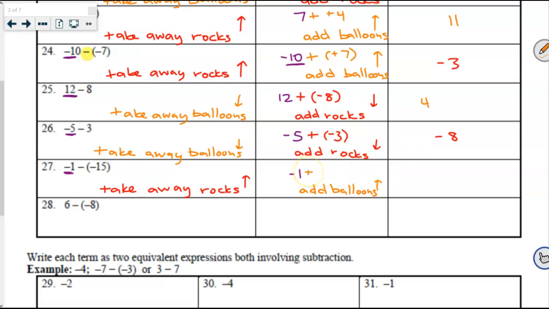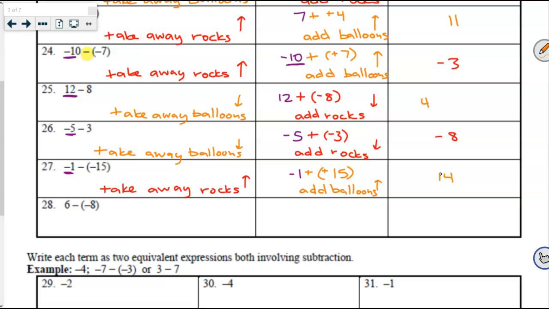Yeah, adding 15 balloons. If you want to, you can even put the positive 15, just so that we don't forget. What I'm really doing is taking the subtracting a negative and changing it to adding a positive, right? A rock plus 15 balloons. What do you get, Emily? We do get 14, exactly. One zero pair and 14 extra balloons.